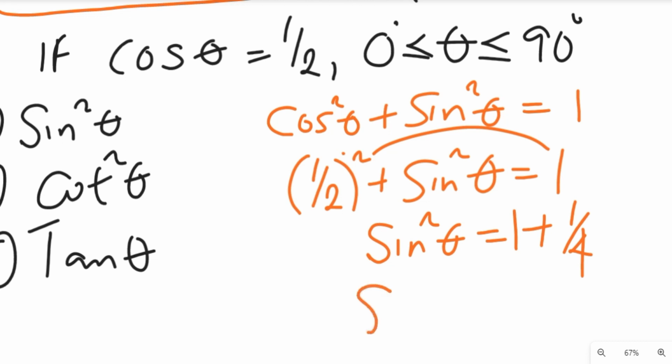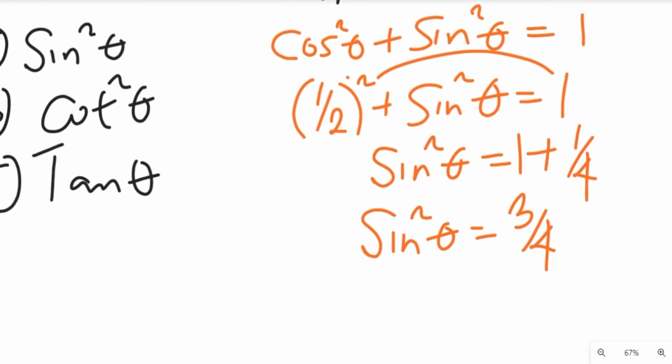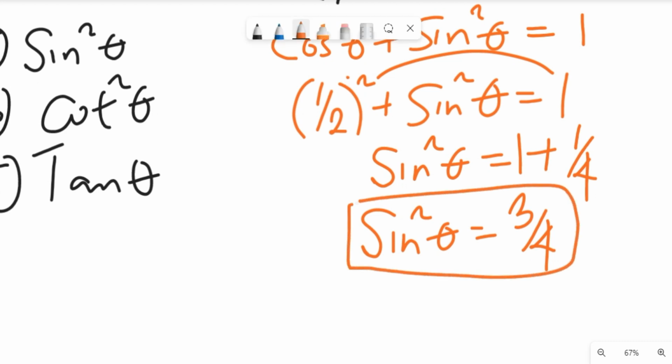If we simplify that, we'll have sine square theta equal to 3 divided by 4. Having gotten that 3 divided by 4, that is what we are looking for, sine square theta. With that value, we have gotten what sine square theta is. That is what we are asked to look for.